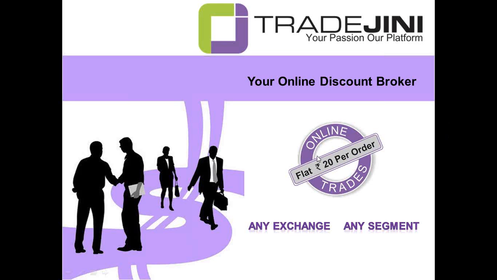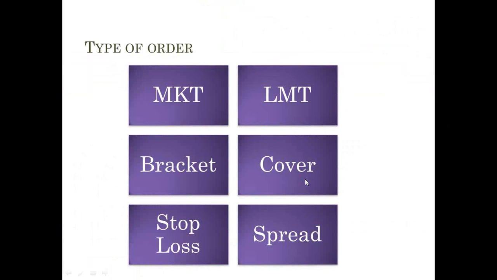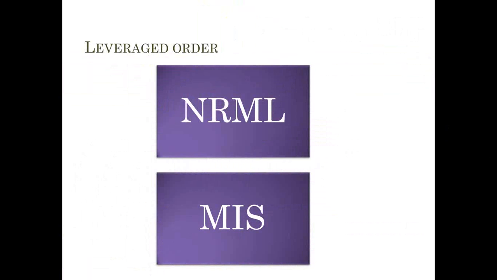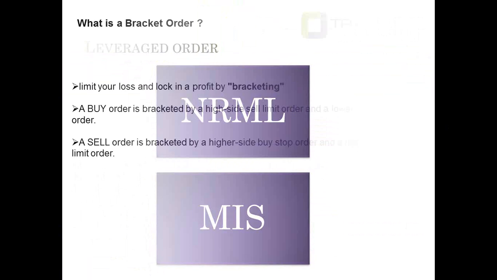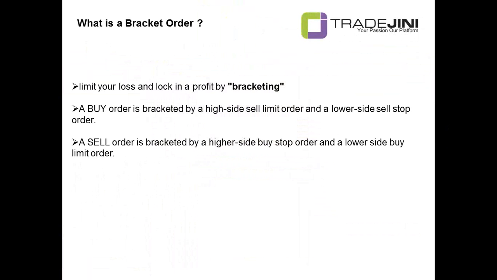So we'll start with the PPT. The types of orders that we'll be discussing today will be market, limit, bracket orders, covered orders, stop loss order, and spread order, or in other words what we call rollover order. Plus we have seen there are two kinds of leveraged order also, like NRML and MIS. We'll be talking about this too. So let's start with what we mean by bracket order.